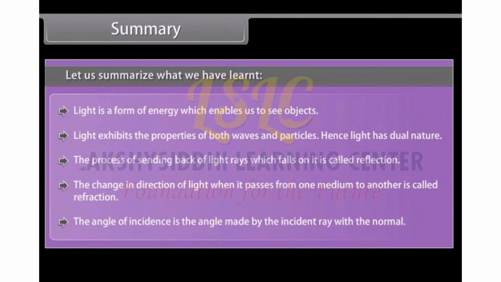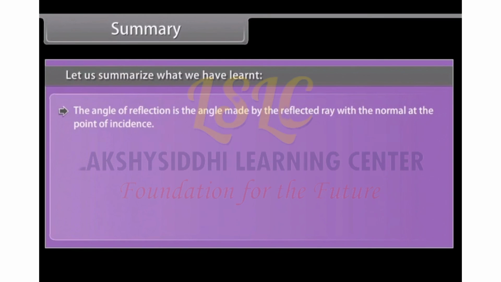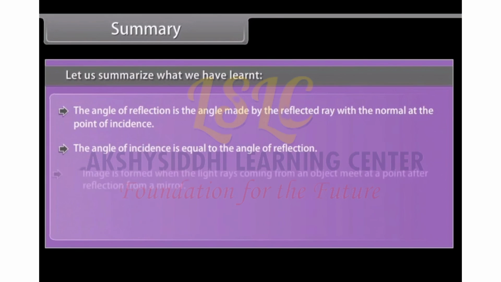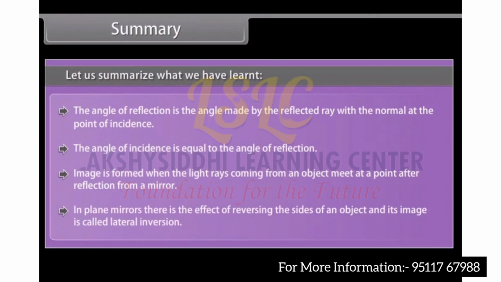The angle of incidence is the angle made by the incident ray with the normal. The angle of reflection is the angle made by the reflected ray with the normal at the point of incidence. The angle of incidence is equal to the angle of reflection. Image is formed when the light rays coming from an object meet at a point after reflection from a mirror. In plane mirrors, there is the effect of reversing the sides of an object and its image, called lateral inversion.